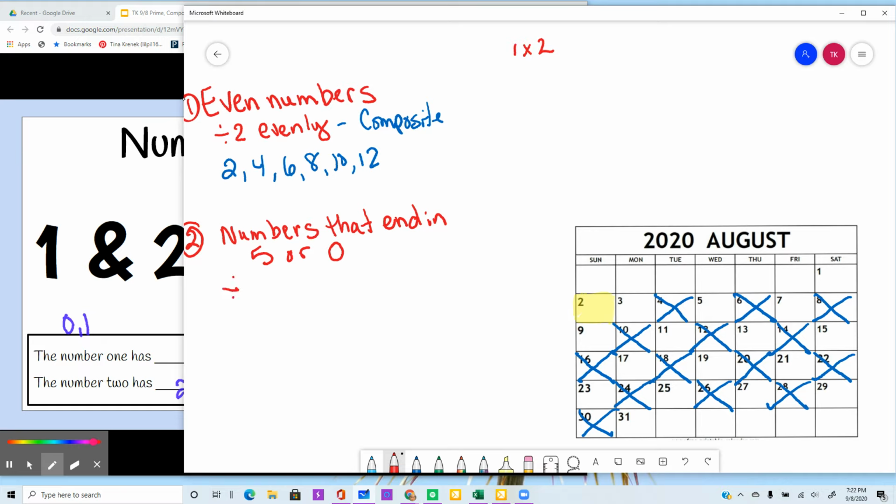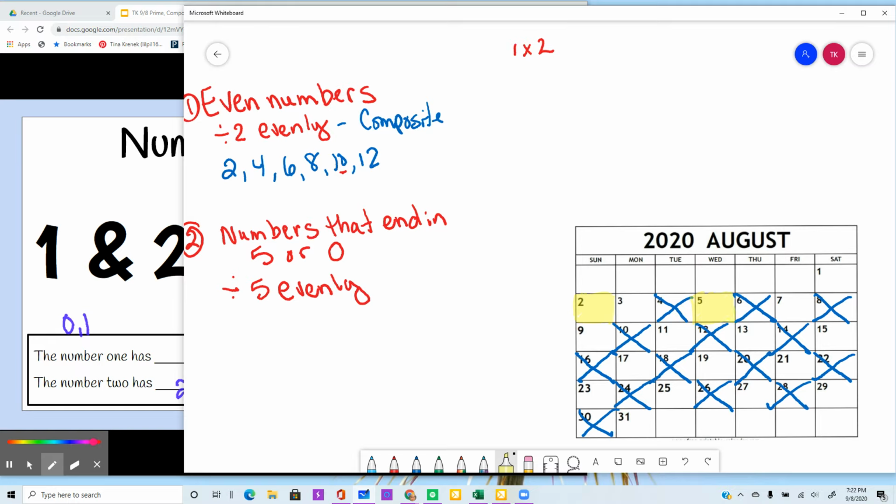They can be divided by 5 evenly. So when we talk about even numbers, we have numbers that end in 0. So now we can look at numbers that end in 5. Again, we have an exception here. We have the number 5. It ends in a 5, but the only factors for 5 are 1 and 5.